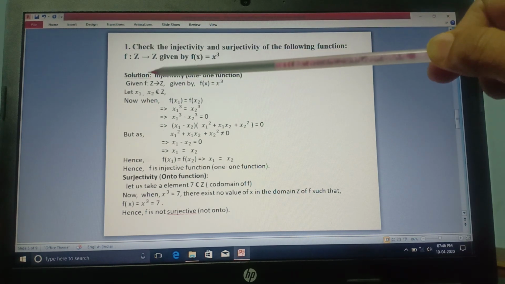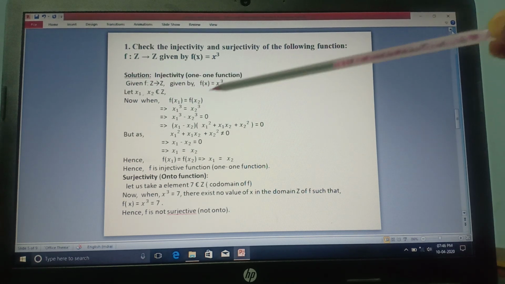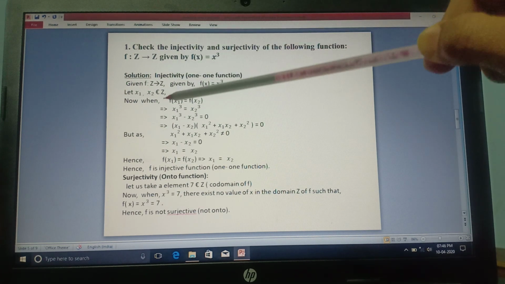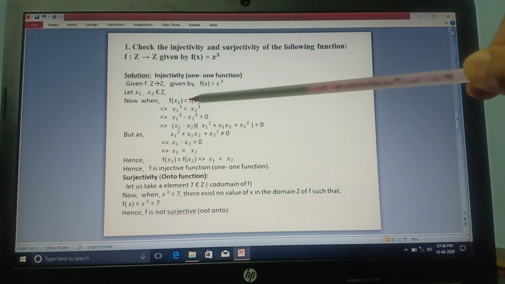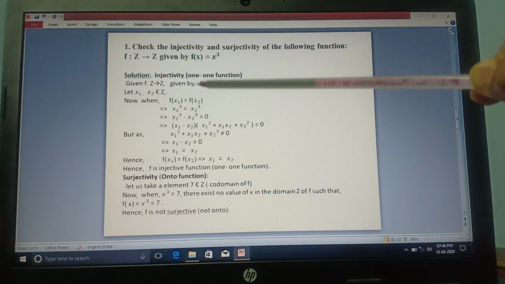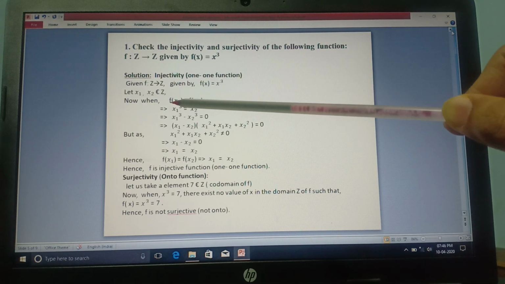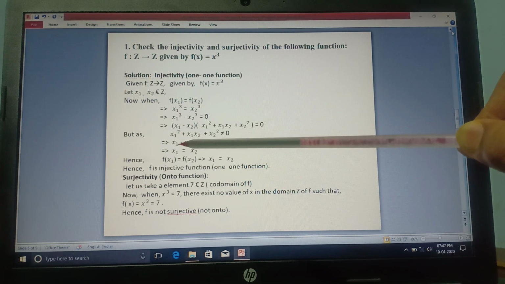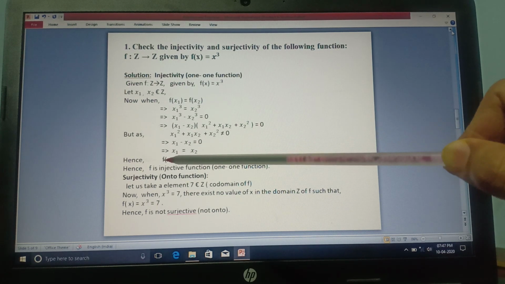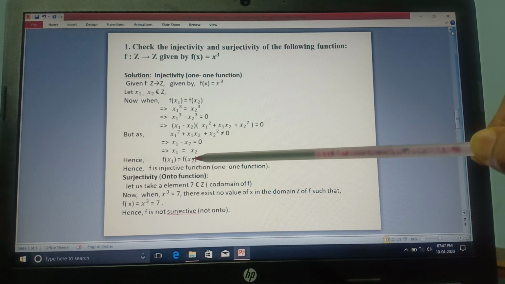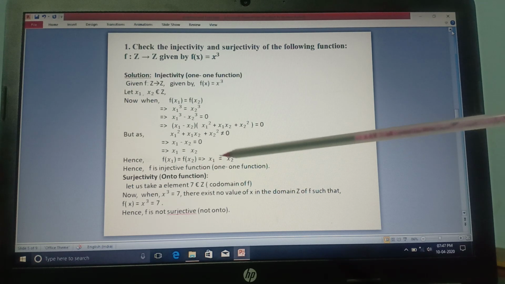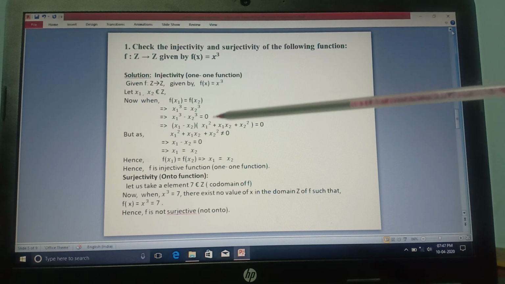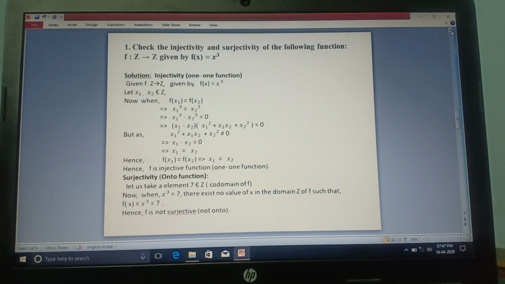The given function is f from Z to Z, f(x) = x cube. Let us take two elements in the domain, x1 and x2 belonging to Z, and let us say that f(x1) = f(x2). Now since f(x) = x cube, you can write f(x1) = x1 cube and f(x2) = x2 cube, and after simplifying we get x1 = x2. Hence we got f(x1) = f(x2), which implies that x1 = x2, which follows the rule of a one-one function. Hence the function is an injective function or one-one function.